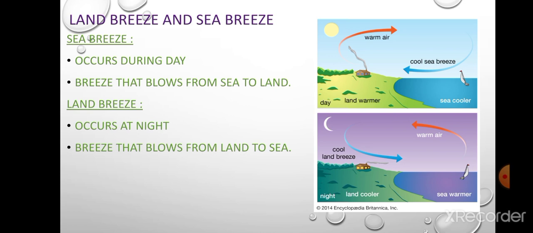Next is the land breeze. Now this occurs at night time. Sea breeze occurs during the daytime, but land breeze occurs at night time. Land cools down faster than the water of the sea. So as the water remains warm, the air above also gets warm and rises up. Then cool air from the land blows towards the sea. So the breeze that blows from the land to the sea is known as land breeze. I hope this is clear to you about land breeze and sea breeze.